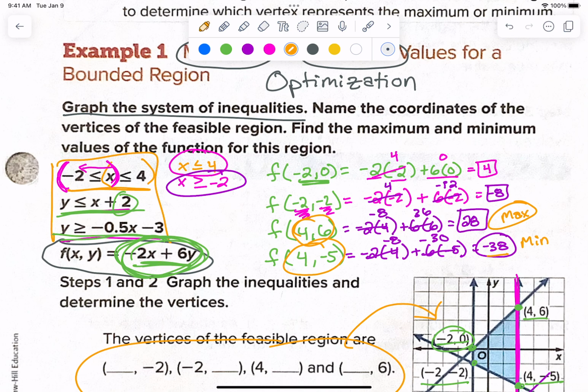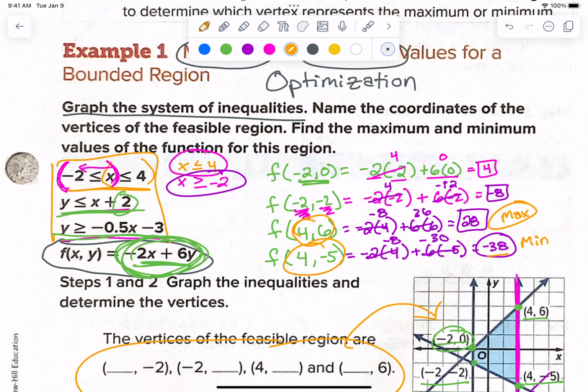Something that goes with shoes, like socks. Okay, so let's say X is shoes and Y is socks, right? How many shoes and socks do I have to produce in order to have a minimum cost, right? Does that make sense?